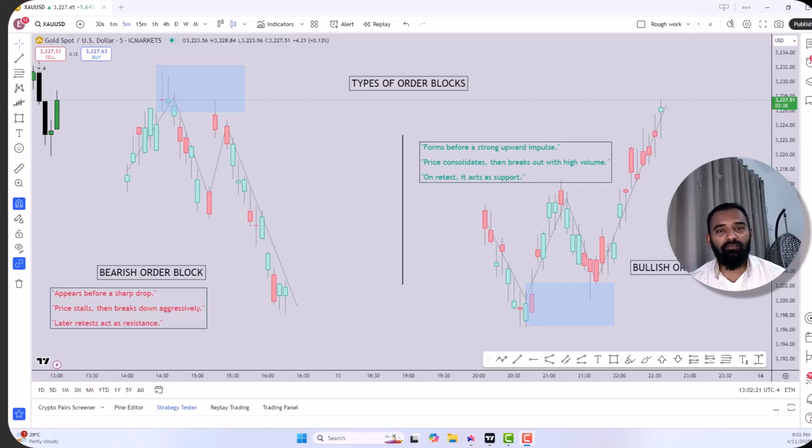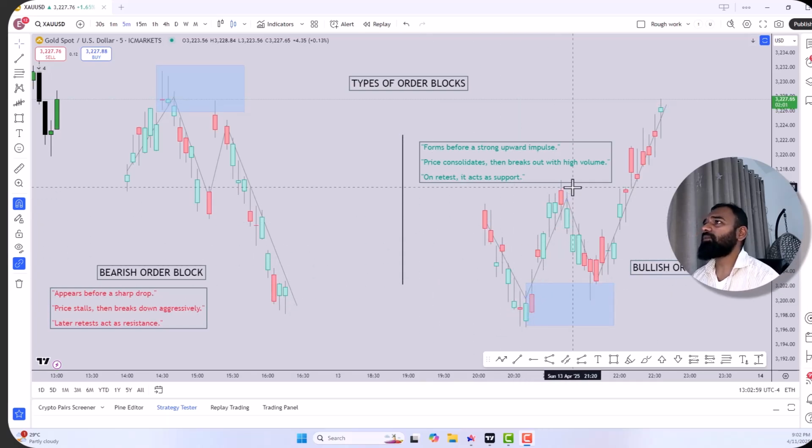Now, since we have understood what an order block is and how it is formed, let us discuss how many types of order blocks there are. I have seen a lot of traders trading many kinds of order blocks like propulsion order block, breaker block, rejection block. I don't know how many kinds of order blocks they trade, but for me and for you, there are only two order blocks. One is the bullish order block and one is the bearish order block. So on chart, they look like this.